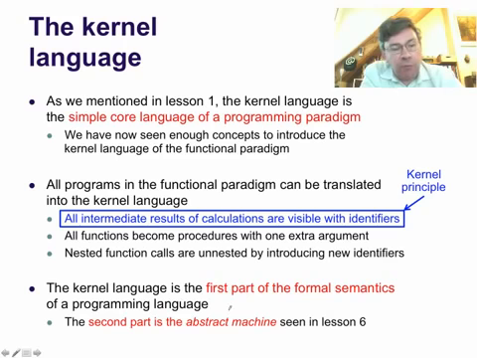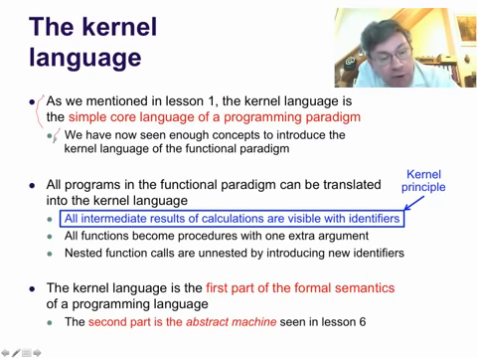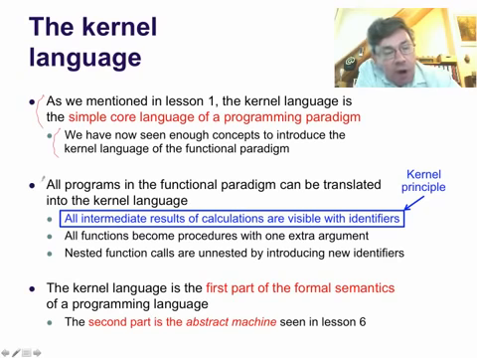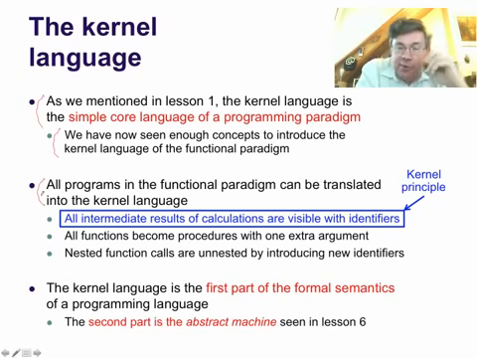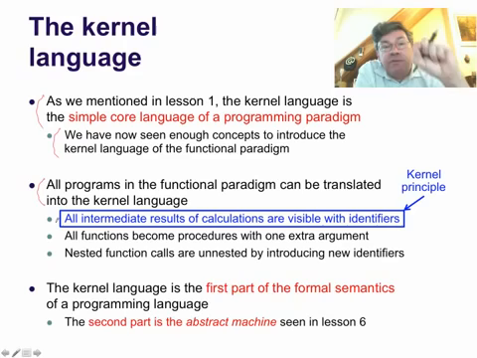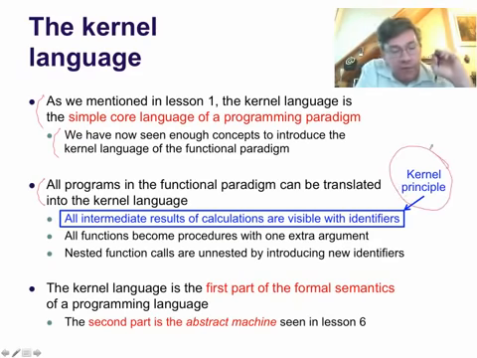So remember from lesson 1, the kernel language is the simple core language of a programming paradigm. And at this point, we have enough concepts to introduce the kernel language of the functional paradigm. In fact, all programs in the functional paradigm can be translated into the kernel language. And there is a simple principle that underlies this translation, which is here in blue. All intermediate results of calculations must become visible, and they're made visible through new identifiers that are introduced in the program. So that's the main principle of this translation.